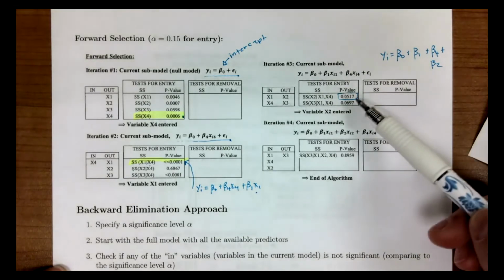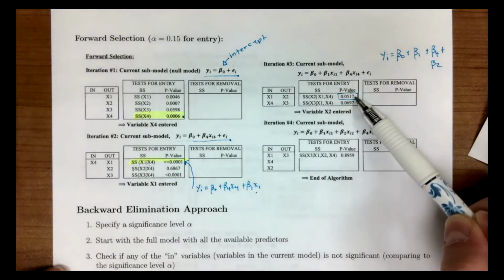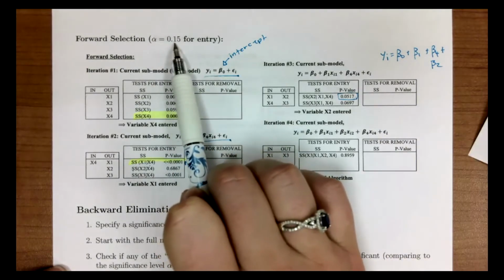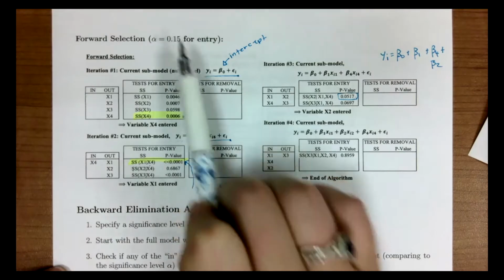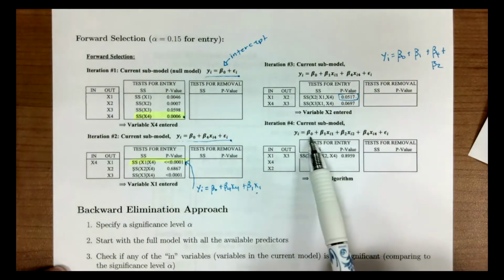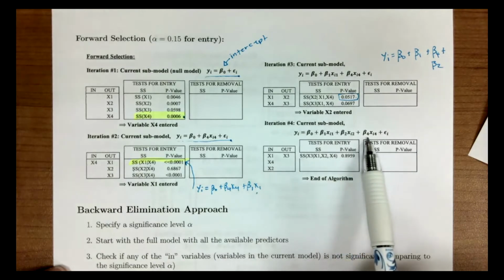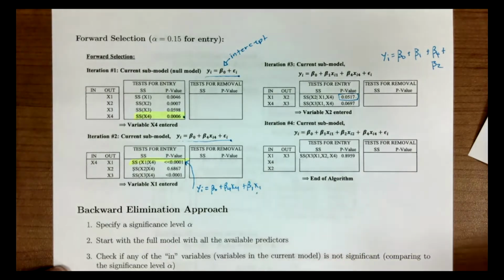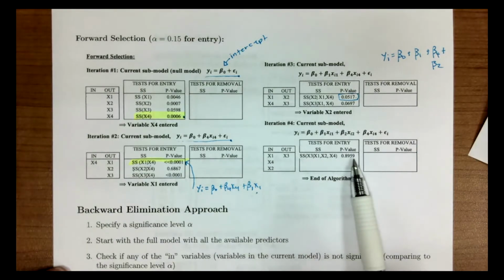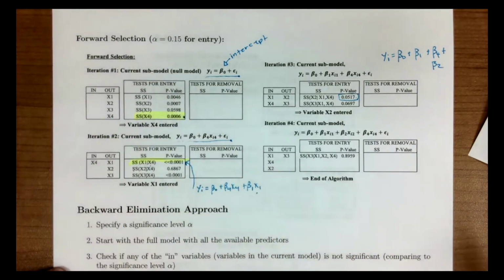So when we look here, we have a small p-value. This is the smallest one, and it's still smaller than our alpha of 0.015. So we're going to include this in our model. Now our model is beta naught, beta 1, beta 2, beta 4. We're going to run the procedure again, where we're going to put our beta 3 or x3 into the model, and we're going to look at that p-value. Notice this p-value is not smaller than our alpha, so we stop.